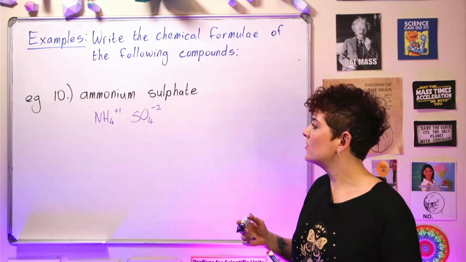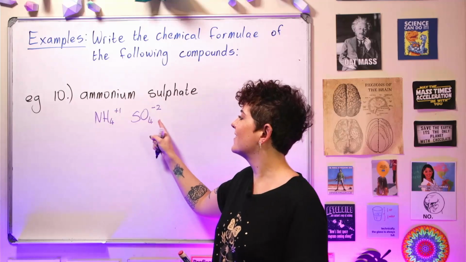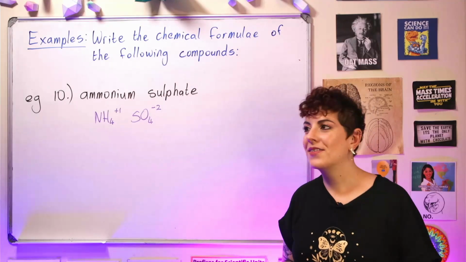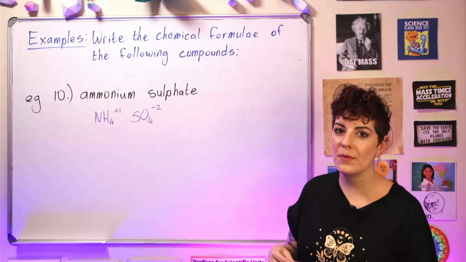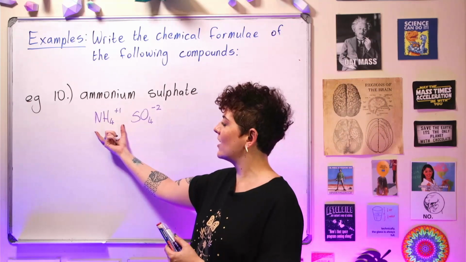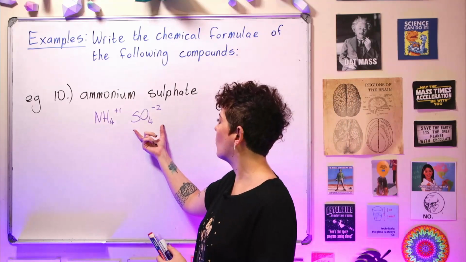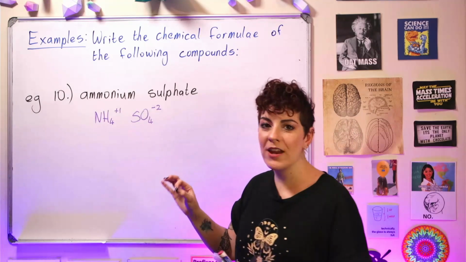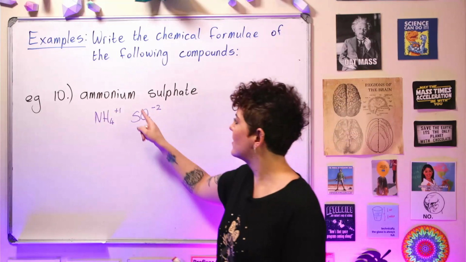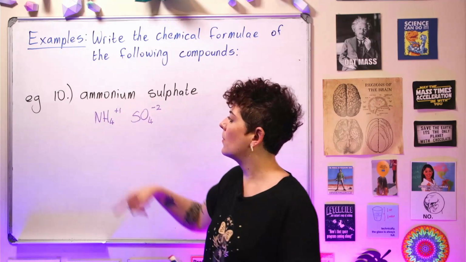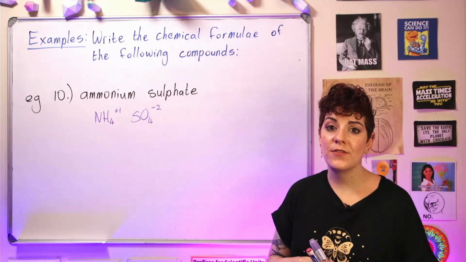Okay, so now we've followed the rule of putting the positive ion first and the negative ion second, but in this case, we've got two ions that are both polyatomic. The ammonium ion NH4 plus and the sulfate ion SO4 minus 2. And you recognize that those are polyatomic ions by knowing their names from the name of the compound given. Okay, so now we're going to follow the rest of our steps.